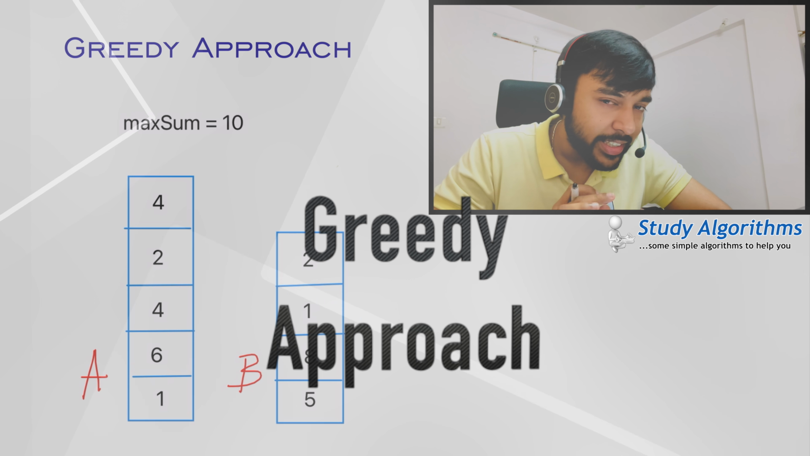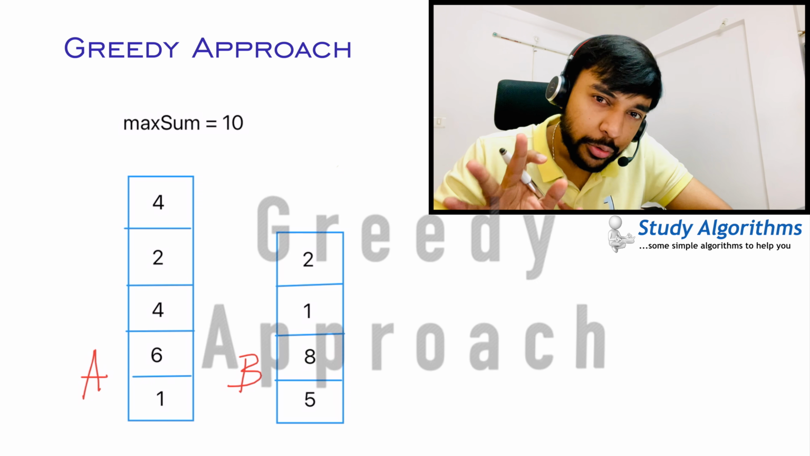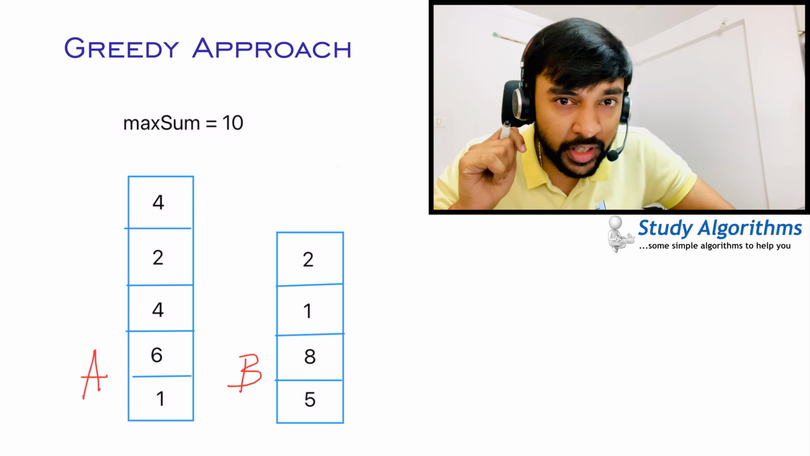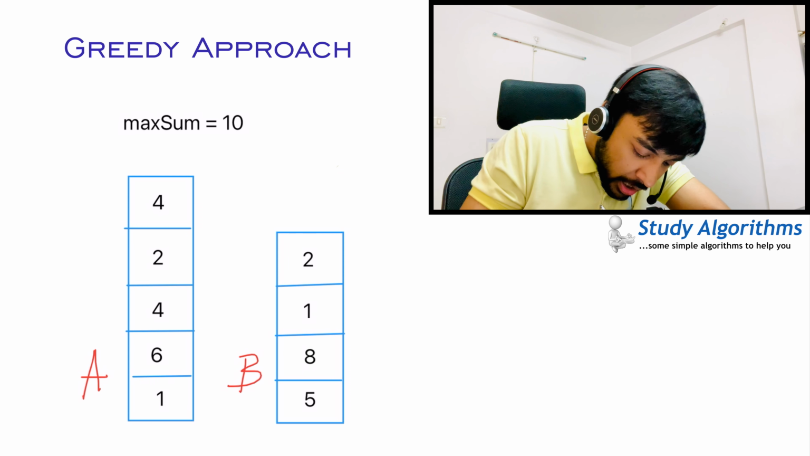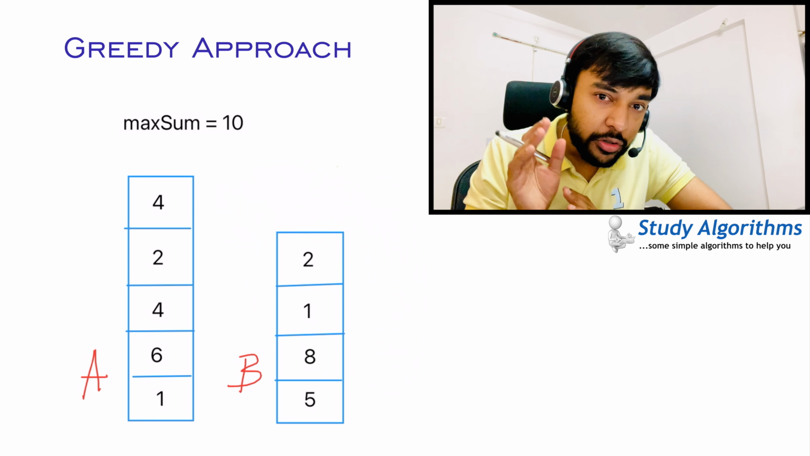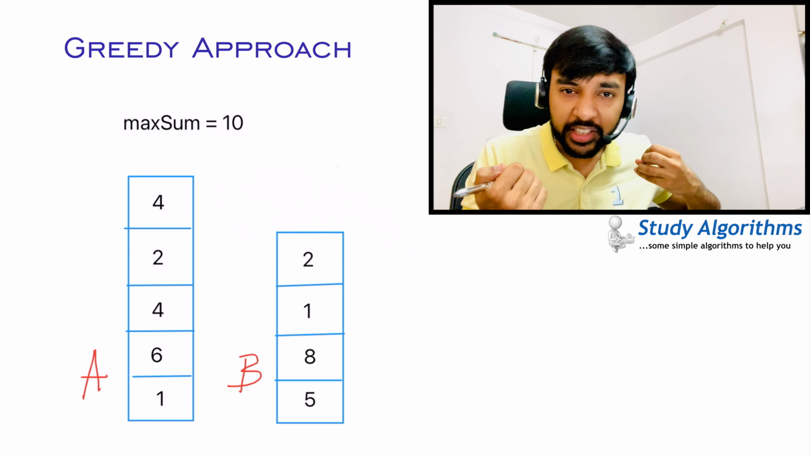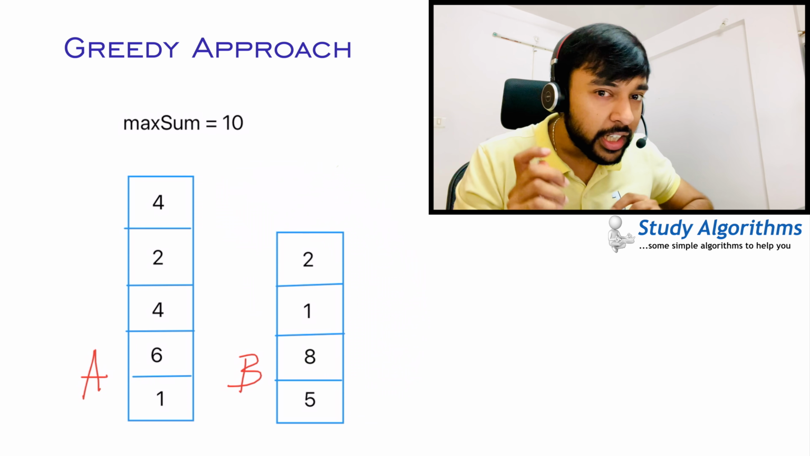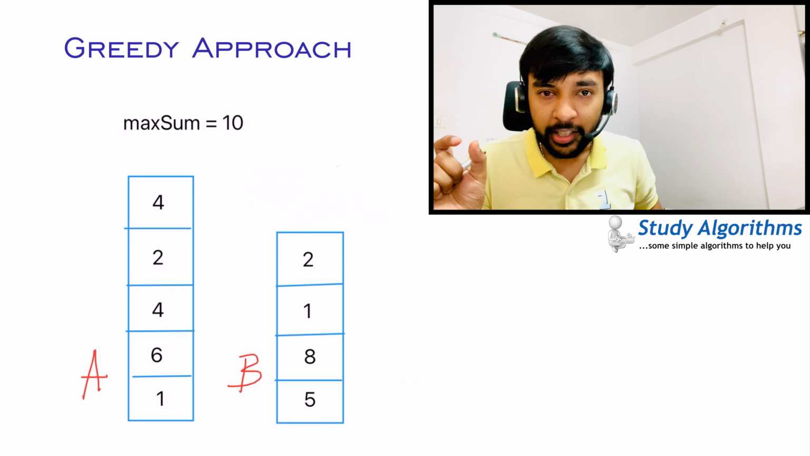Let us look at our test case once again. As soon as you see the problem, a very obvious thought must have come to your mind. In fact, the same happened with me. You are looking at these two stacks, right? And you want to maximize the number of elements that you're choosing. To choose the maximum number of elements, you need to sum up very small numbers, right?